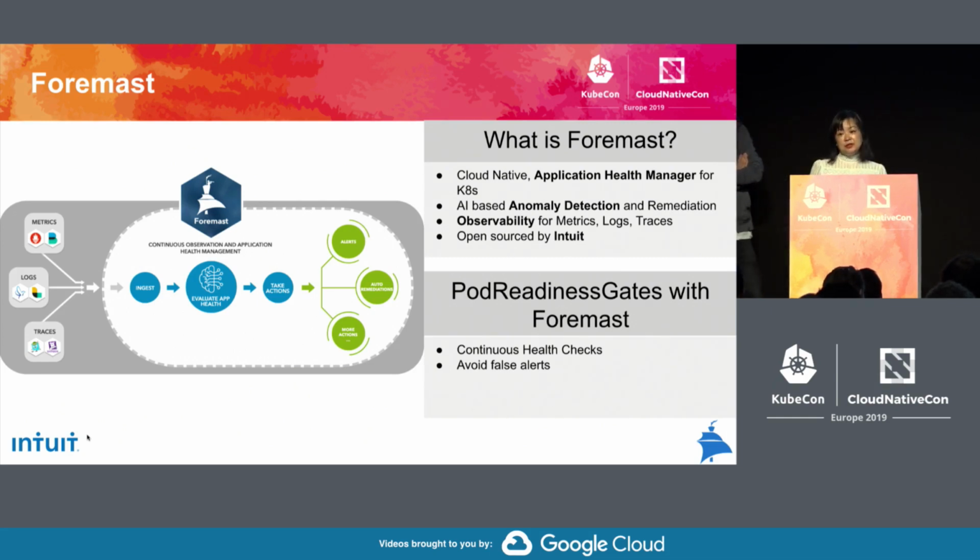Let me first briefly introduce what Foremast is and why Foremast. Foremast is an Intuit-sponsored open source cloud-native platform for observability to monitor application health in steady state operations running on Kubernetes. It leverages metrics, logs, and tracings as observability signals. It also uses AI-based anomaly detection and can perform auto remediation once an anomaly is detected.